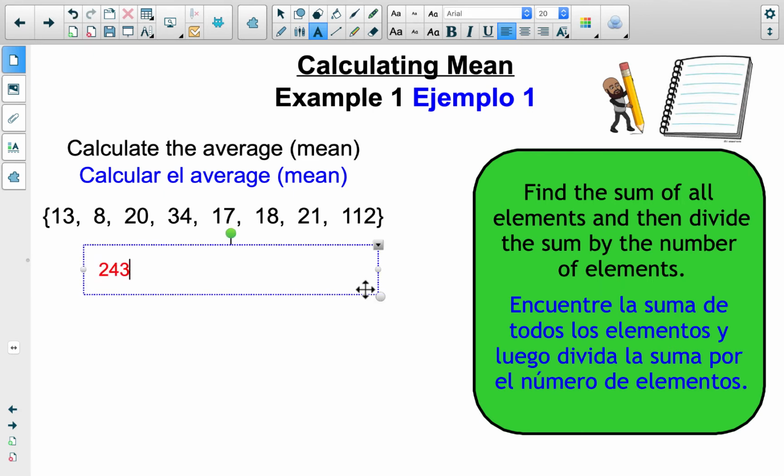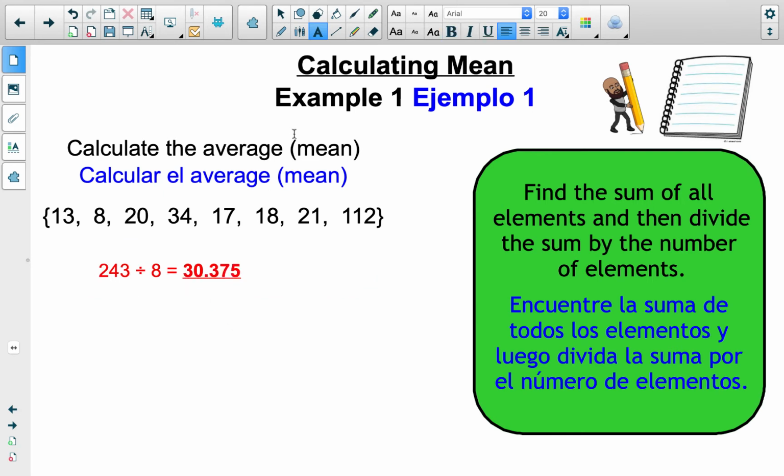The sum is 243. Once again, it's not our average. That number is not near the center of these, because I need to divide it by the total number of elements in this data set. And there are 1, 2, 3, 4, 5, 6, 7, 8. So 243 divided by 8 gets an average, or a mean, of 30 and 375 thousandths. So this value here is our average, or our mean.